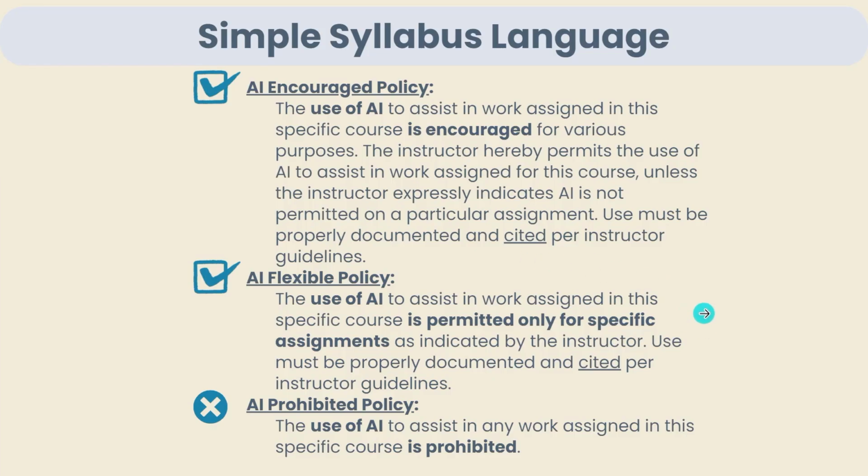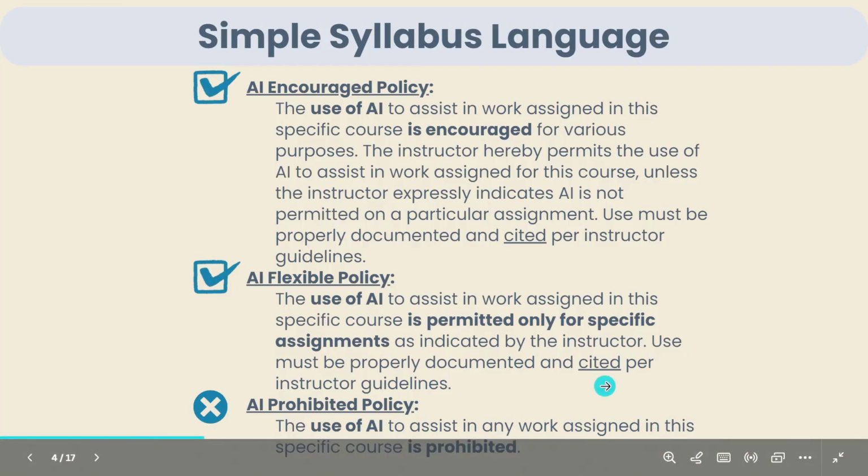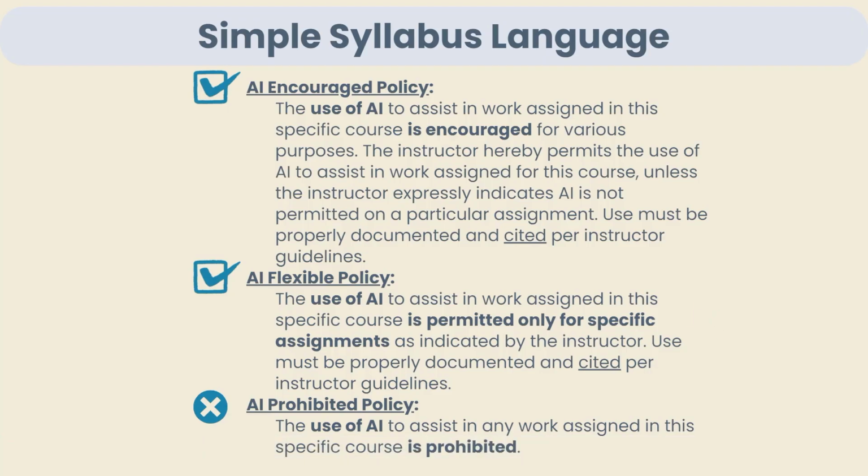AI flexible means you can use it for specific assignments within the course. So if you indicate that, then your students will know specific assignments that you give them information on, they can use that. Of course, they have to cite for this as well. And I would always recommend that along with the simple syllabus, maybe you put information in your assignment directions for them, so that way they can see if there's a specific tool that you want them to use.